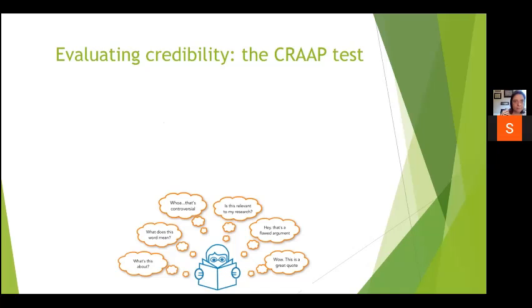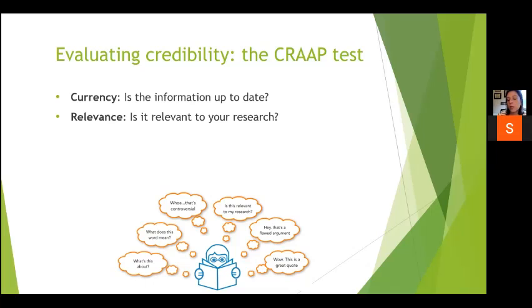All right. So evaluating the CRAAP test. Currency: is the information up to date? Very important. You do not want to cite old information because there may be really good new information. Relevance: is it relevant to your research? Make sure whatever you are using to substantiate your research actually is relevant to your topic.